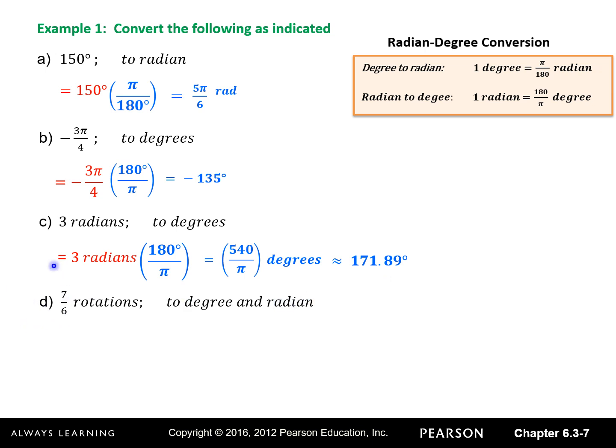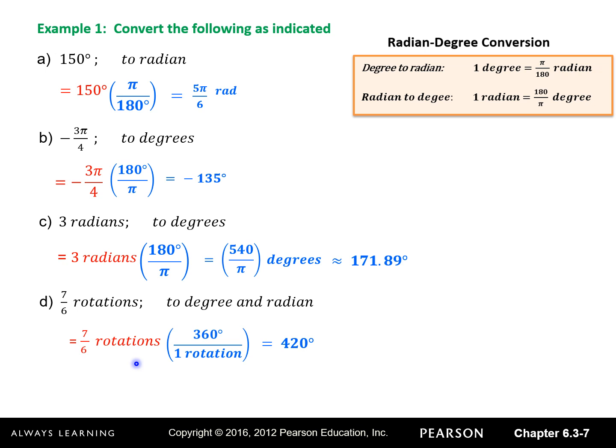And for letter D, this is 7 over 6 rotations, and we want to convert it to degrees and radians. So let's start with this 7 over 6 rotations, and let us see the relationship of rotations to degrees. We can multiply this with 360 degrees, which is equivalent to 1 rotation, and then we can cancel the unit of rotation and multiply the 7 over 6 to 360. So we will get 420 degrees.